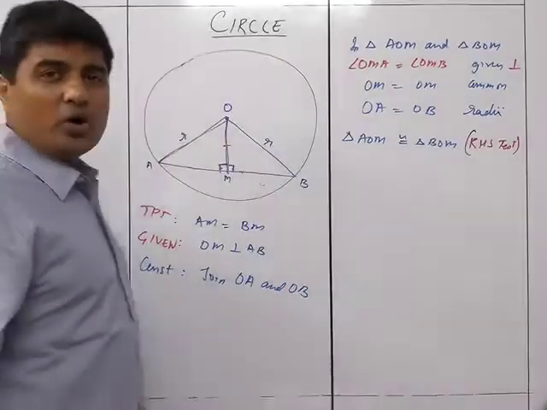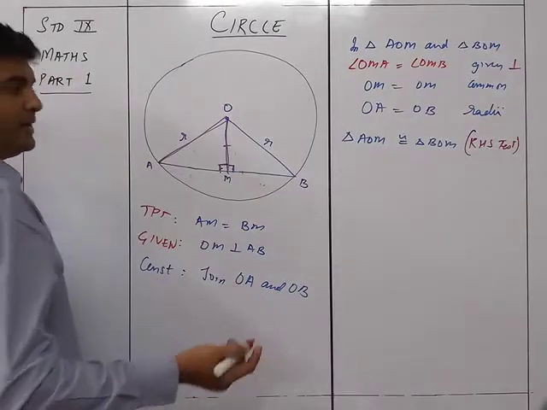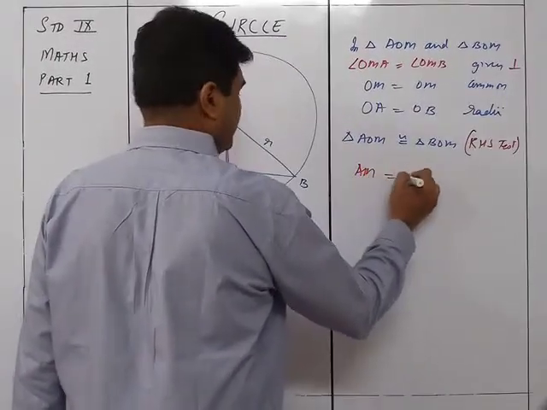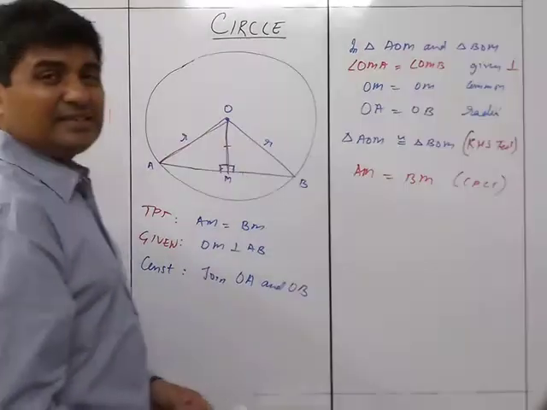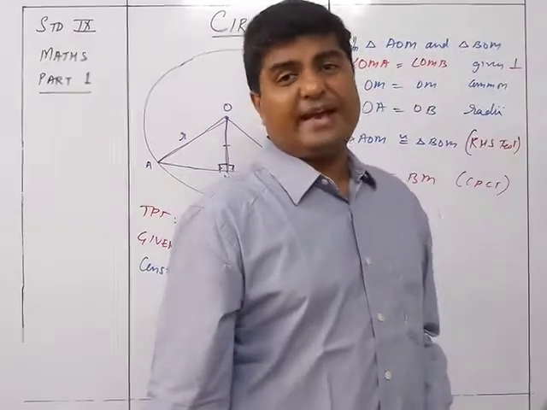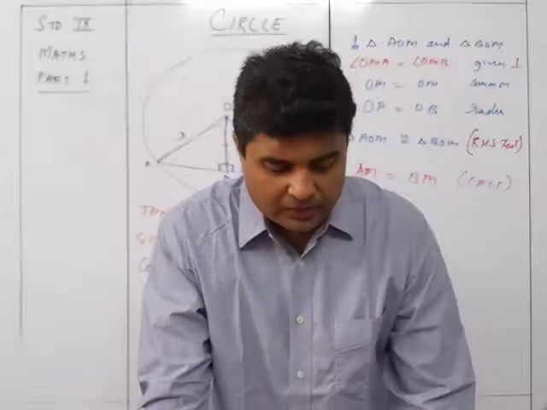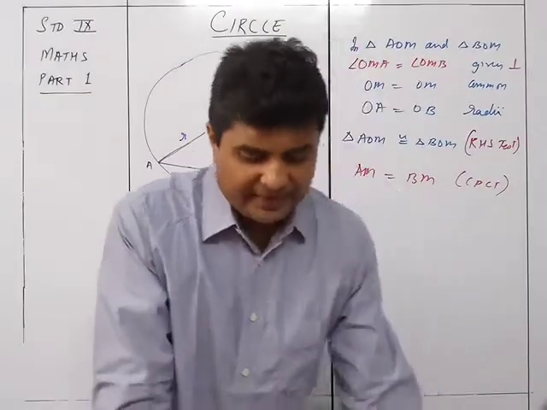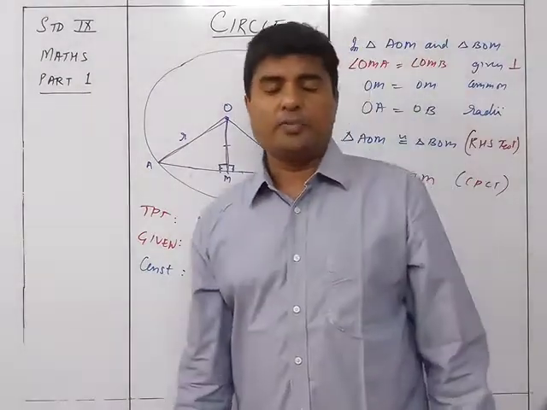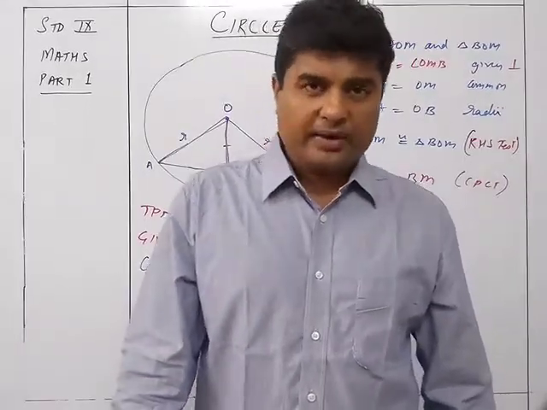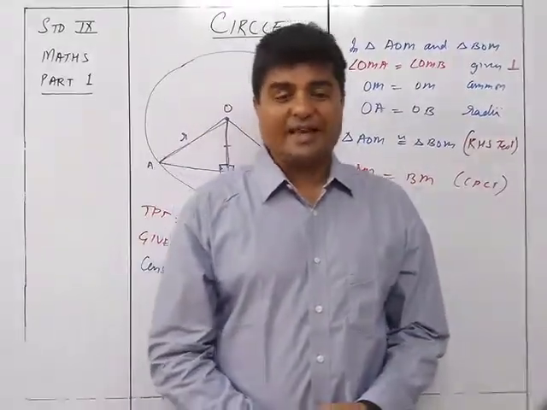So by the congruency of RHS test, we are proving these two triangles to be congruent. If the two triangles are congruent, then automatically AM is equal to BM by CPCT. So that's the end of the second theorem. What does the second theorem state? That a perpendicular to a chord from the center of the circle bisects the chord.